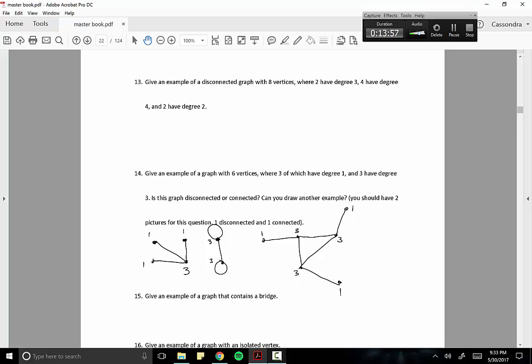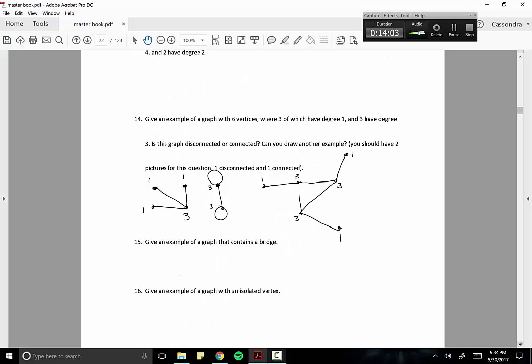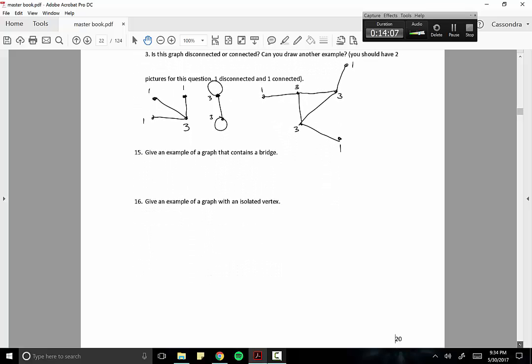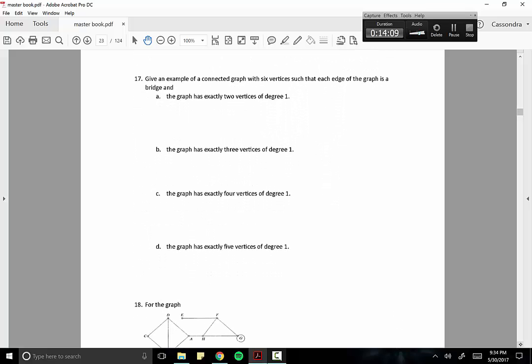Your pictures could look much different, as long as they meet the criteria, I am happy. So that's 14. 15 we can skip. 16 we can skip. Those should be straightforward. If you need help, email me.